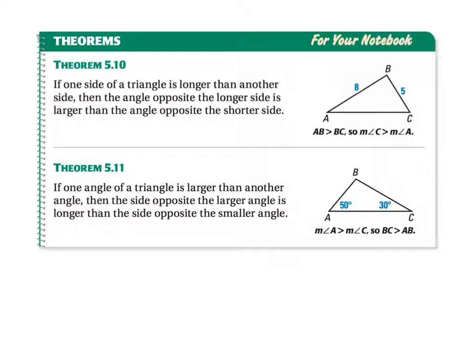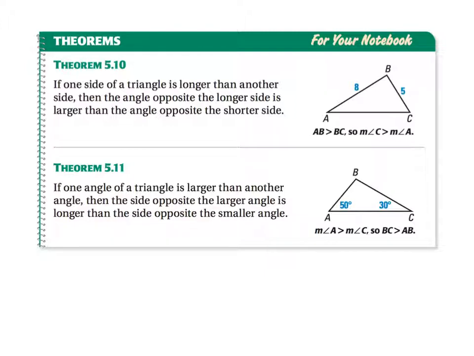So our first theorem is 5.10. If one side of a triangle is longer than another side, then the angle opposite the longer side is larger than the angle opposite the shorter side, just like we saw in the last slide. So if it's 8 on this side and 5 on this side, you can expect that angle C, which is across from the longer side, is going to be bigger than angle A, which is across from the shorter side.